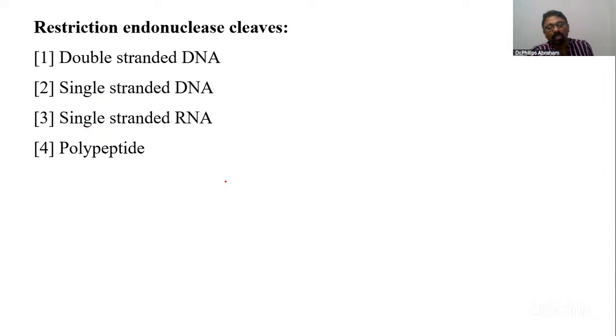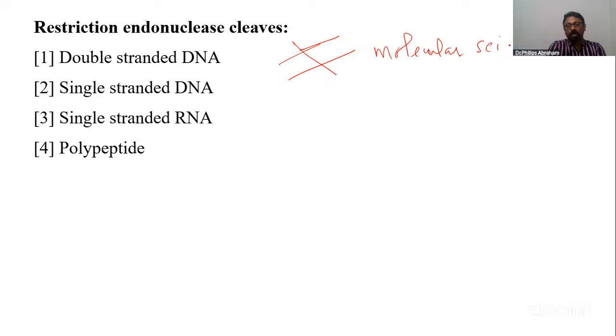Okay. Now comes the last question for today's topic. Restriction endonuclease. What is it all about? In the body, to break the DNA, we have some scissors. We call them molecular scissors. I hope you know the word scissor. Restriction endonuclease enzymes are molecular scissors that can cut the double-stranded DNA.